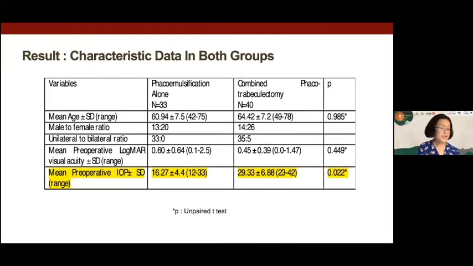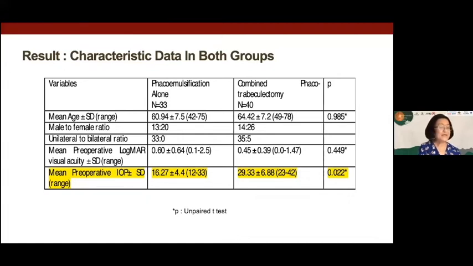The results, as shown in this table, show no significant differences in age, gender, and the mean preoperative visual acuity between the two groups. However, there was a significant difference in the mean preoperative IOP in the two groups. At the beginning of the study, the group that underwent combined phaco-trabeculectomy had a higher initial IOP.